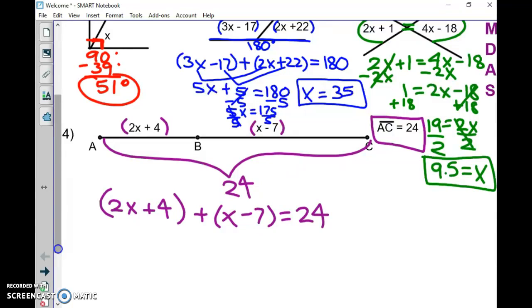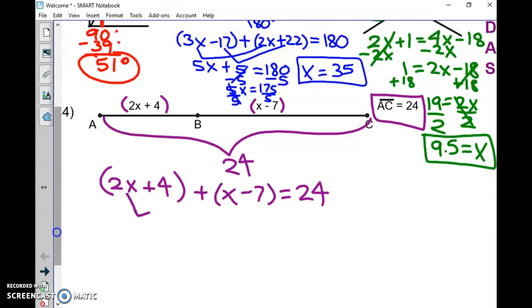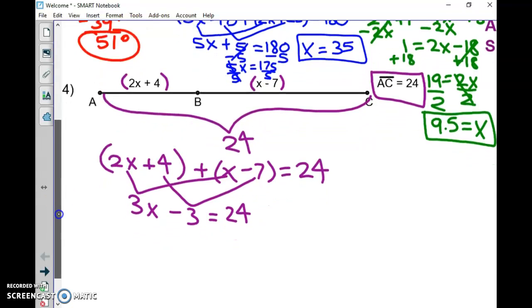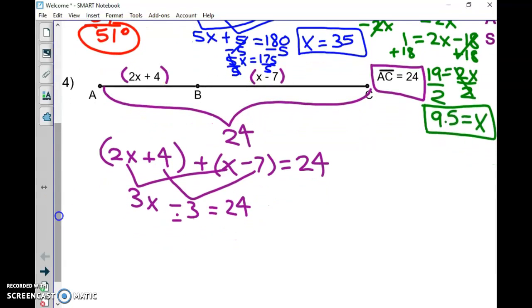And then we're going to solve this the same way we did number 2. I'm going to do it a little bit faster because we've already done this before. Okay? So we combine like terms. 2x and 1x is 3x. Combine like terms. 4 minus 7 is negative 3. And then from there we get rid of our loaner by adding 3. And we get 27. And then our last step is to get rid of that coefficient by dividing.